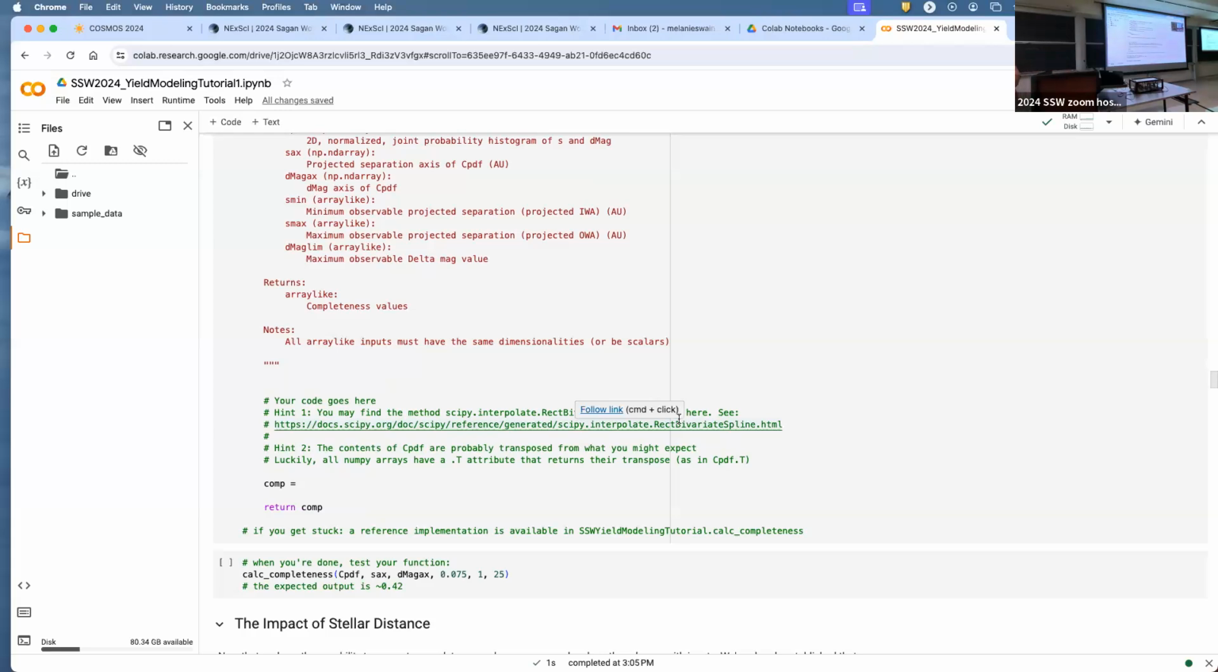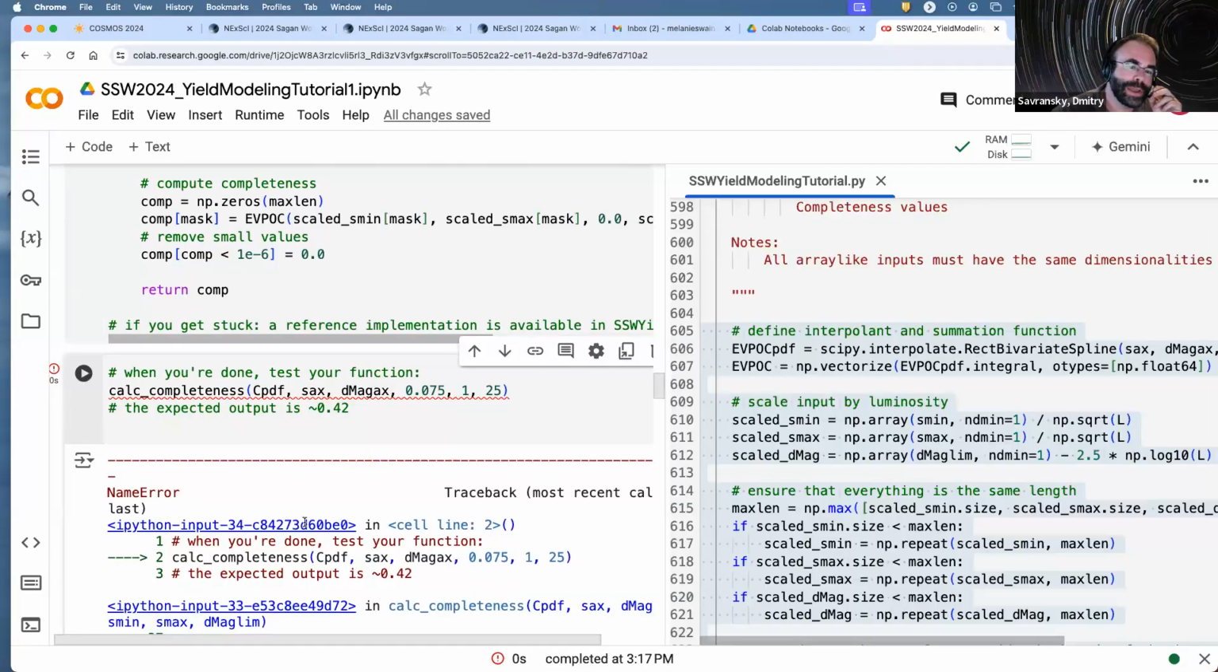But if you actually look at the documentation for that function, you'll see that one of the capabilities that it has is integration. And so now I'm going to turn it over to you guys to work, and I'm going to give you 2 minutes for this. If you're just trying to generate the answer, instead of calling the local function, call the one from the reference implementation. So just add the preamble, the SSW yield modeling tutorial .calc completeness in the cell that you're on right now.